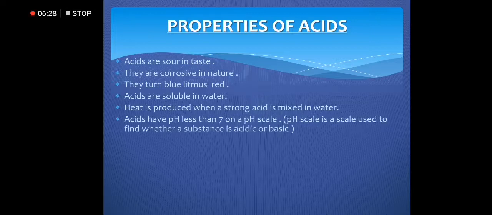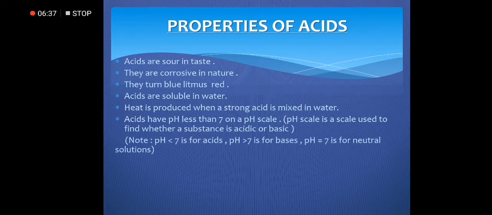Acids have pH less than 7 on a pH scale. What is a pH scale? The pH scale is a scale which is used to find whether a substance is acidic or basic. It is a standard parameter and this we can do with the help of pH papers.